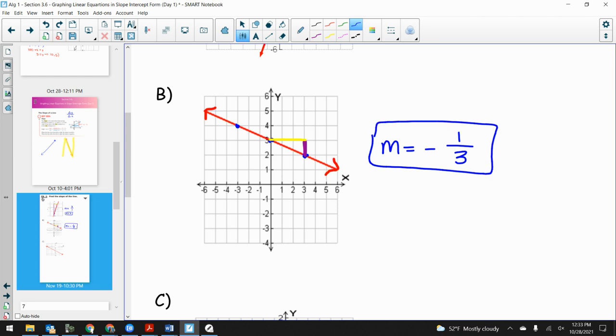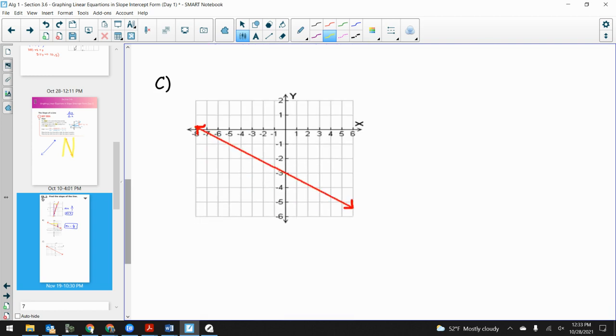It's pretty easy when you're given a graph, right? Did I need to just pick those 2 points? No, I could have gone all the way. I could have gone from here to here. Rise 2, run 6. But 2 over 6 would have reduced down to 1/3. Always reduce your fractions.